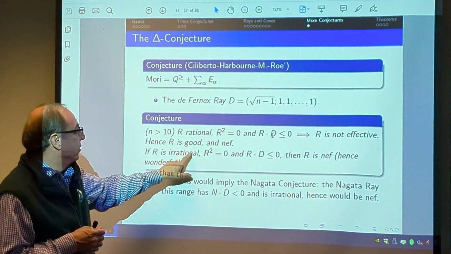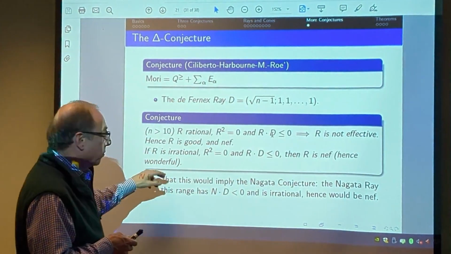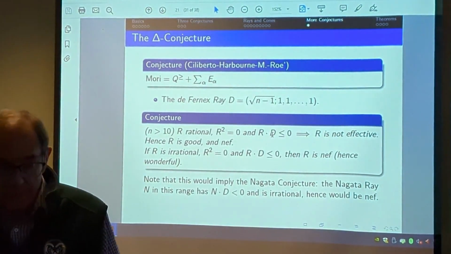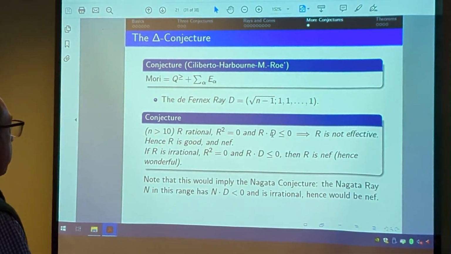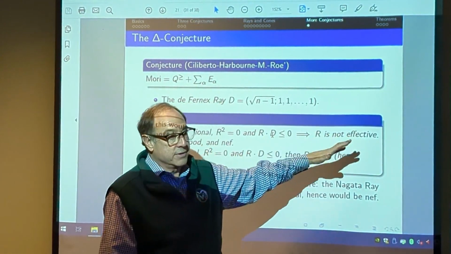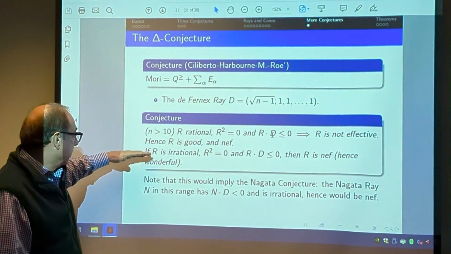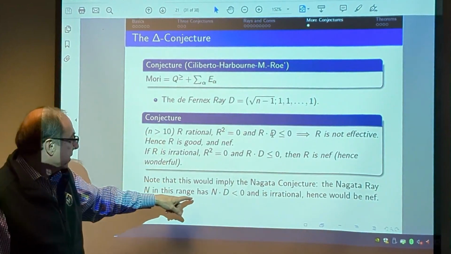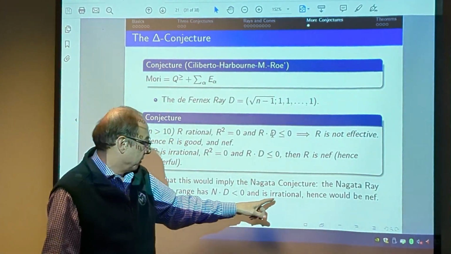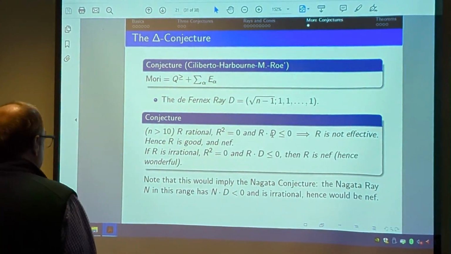Second conjecture: suppose you have an irrational square zero ray that meets the Dufernix ray negatively, then it's nef, and hence wonderful. So this conjecture would be an avenue to producing good and wonderful rays, because it implies things are not effective. You don't have to prove it's not effective, which is hard. And this would imply the Nagata conjecture. In this range of n bigger than 10, the Nagata conjecture satisfies this condition at square zero. It's irrational, so it would be nef, and that's Nagata's conjecture. This is not known.